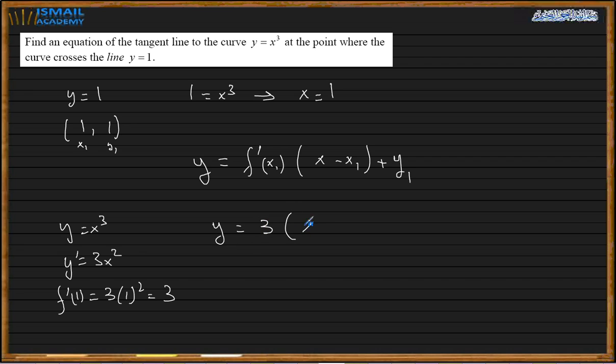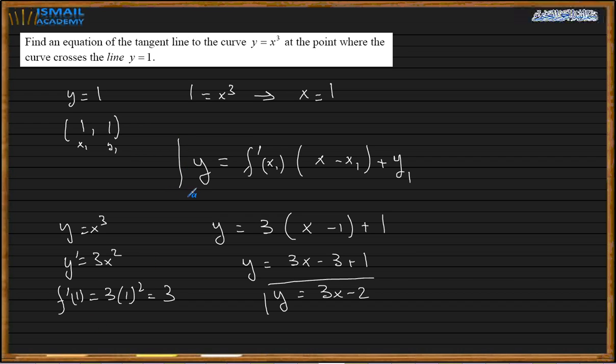So it's going to be 3 times (x minus 1) plus 1. Distribute and simplify: you get 3x minus 3 plus 1. So my final answer will be 3x minus 2, and this will be your final answer for that question.